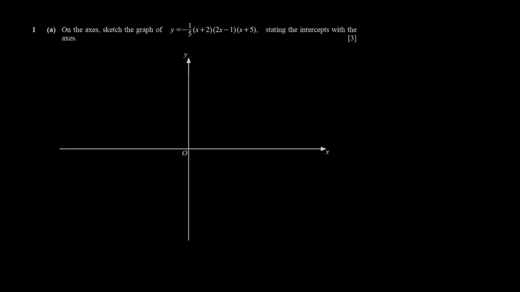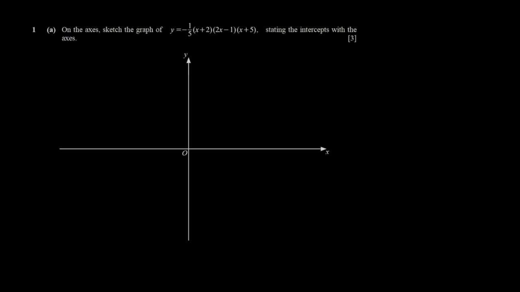All right, so here we are in question 1 of this paper. On the axis, sketch this graph here, stating the intercepts with the axes. Well, the first thing to notice is that this is going to be a cubic graph, and it will also be a negative cubic, right? Because if you were to expand this out, you're going to get positive 2x cubed, and then the negative here means that's going to be a negative cubic, and a negative cubic looks like that, right? It slopes downwards. So that's the first point to make here.